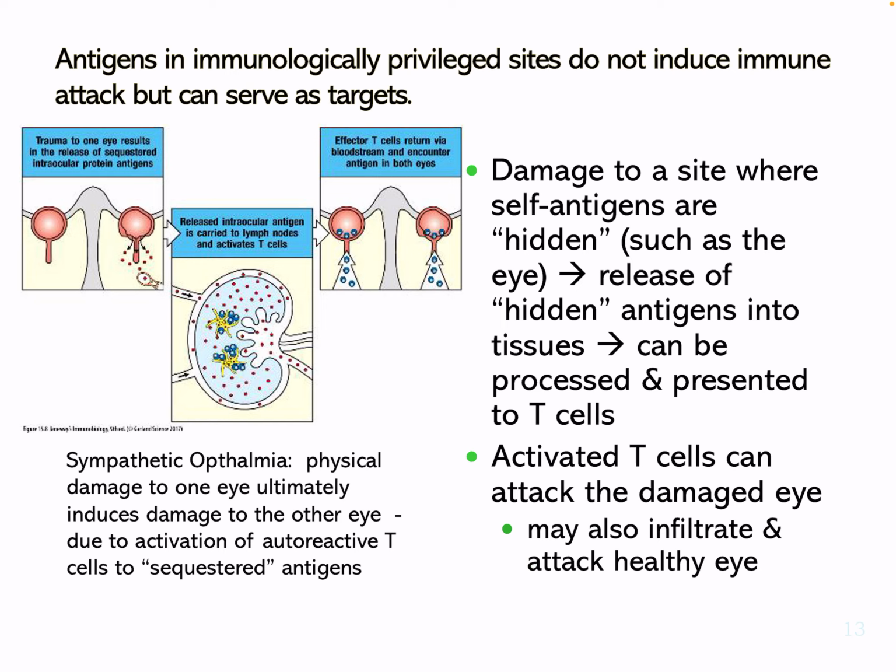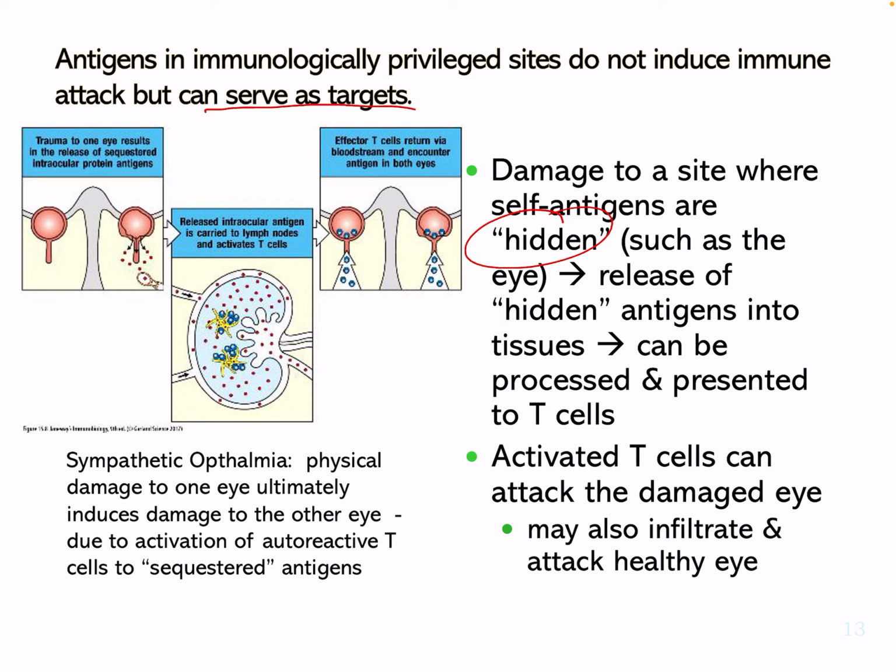So antigens in immunologically privileged sites do not induce immune attack, but can serve as targets. Damage to a site where self-antigens are hidden, such as the eye, can cause a release of hidden antigens into the tissues, which can be processed and presented to T cells. Activated T cells can attack the damaged eye and may infiltrate and attack the healthy eye.